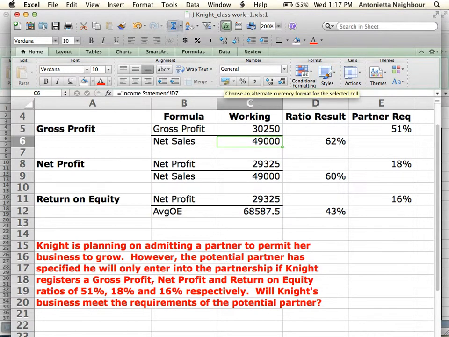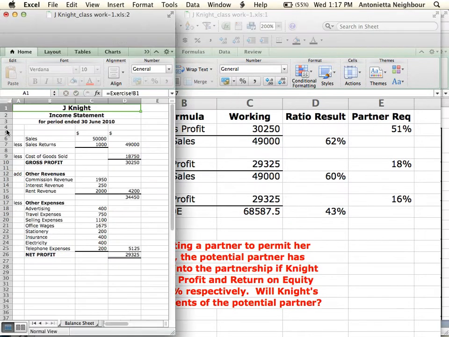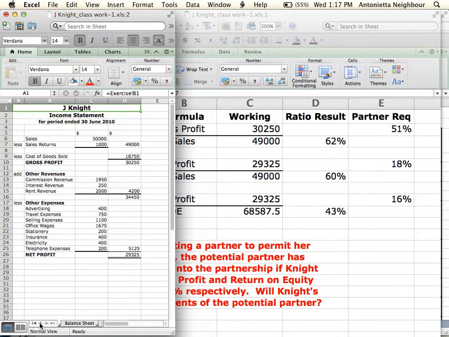Oh, net sales. Yeah. Net sales is sales less returns. So we're going to go to our income statement. There's my sales, 50,000, minus my sales returns is 49,000. That figure there is net sales.